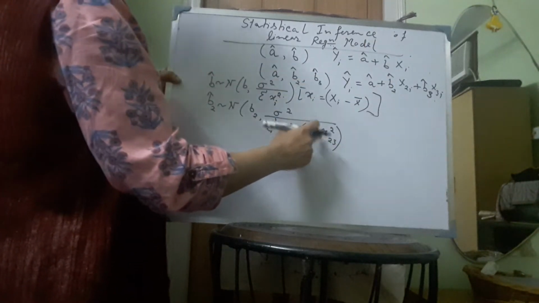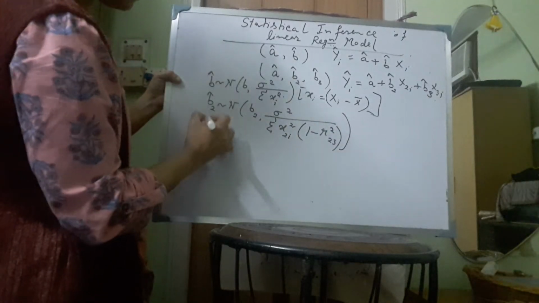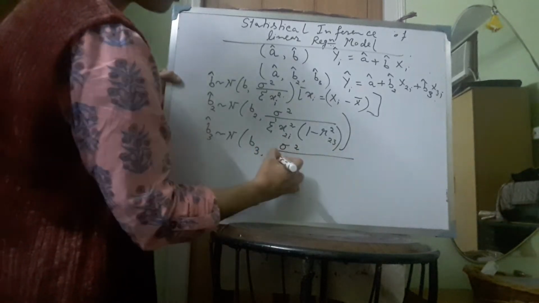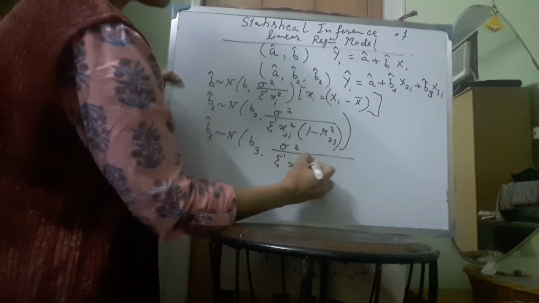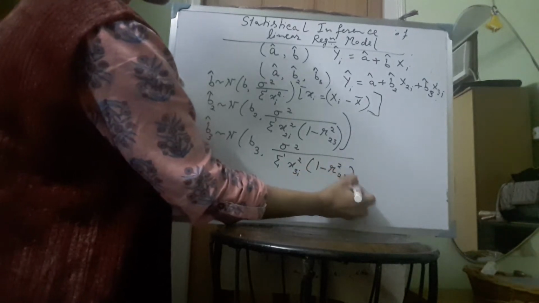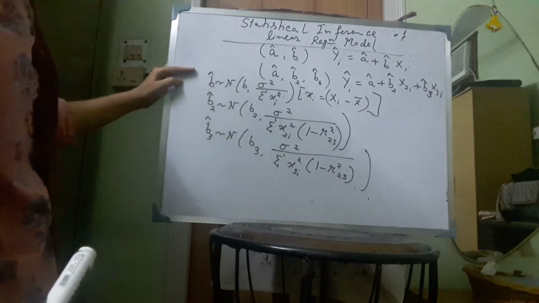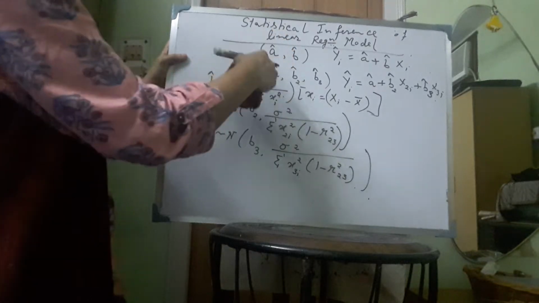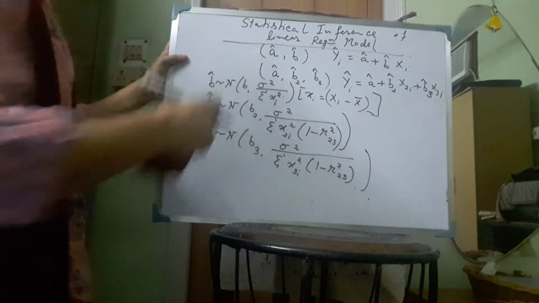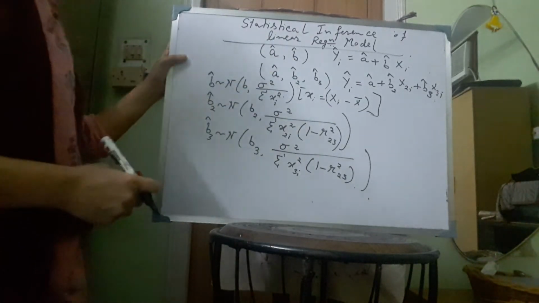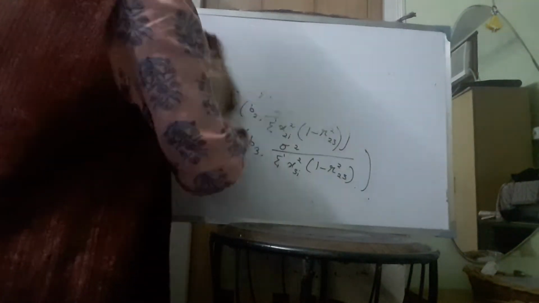So this is the simple correlation coefficient. And b3 hat follows normal distribution with mean b3 and the variance sigma square upon summation of x3i square times 1 minus r23 square. So these are the distributions of the regression parameters b hat, b2 hat and b3 hat. Similarly, we can have the distribution of the estimated parameter a hat in case of the 2 variable and 3 variable regression. Now, for doing the statistical inference, we have to form the null hypothesis.